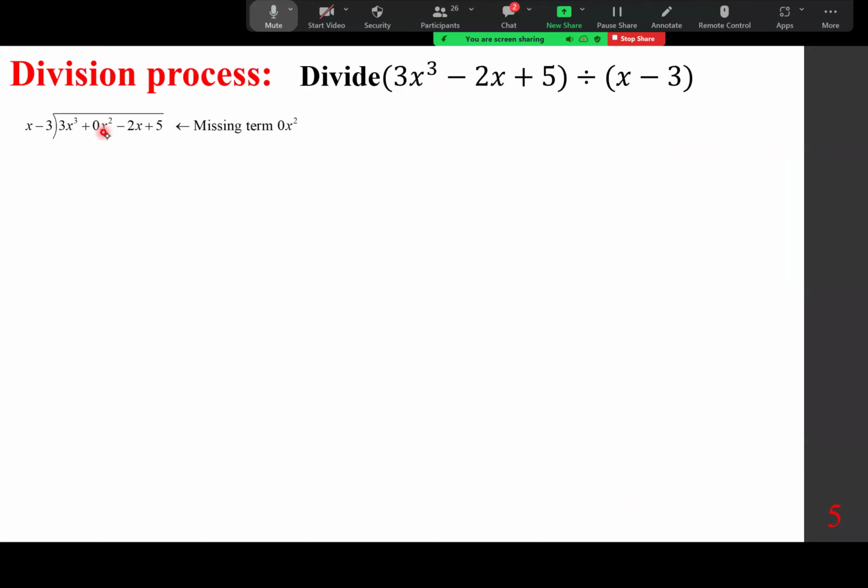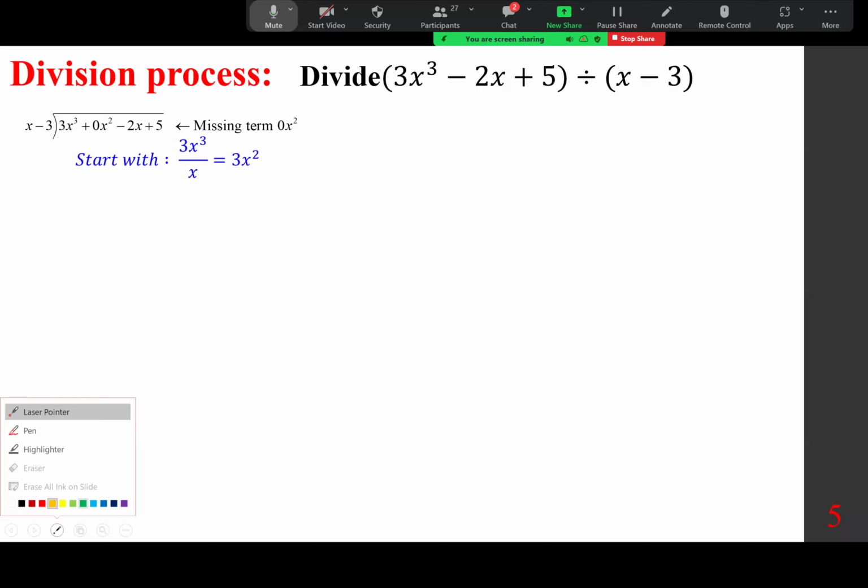Because the second degree term is missing, you either put 0x squared or you give it some space. If you don't want to write that, either way is fine. And then you are dividing by the divisor x minus 2. So what happens is that you do an approximation by dividing the first term of the dividend, 3x cubed, by the first term of the divisor. This is just like dividing numbers.